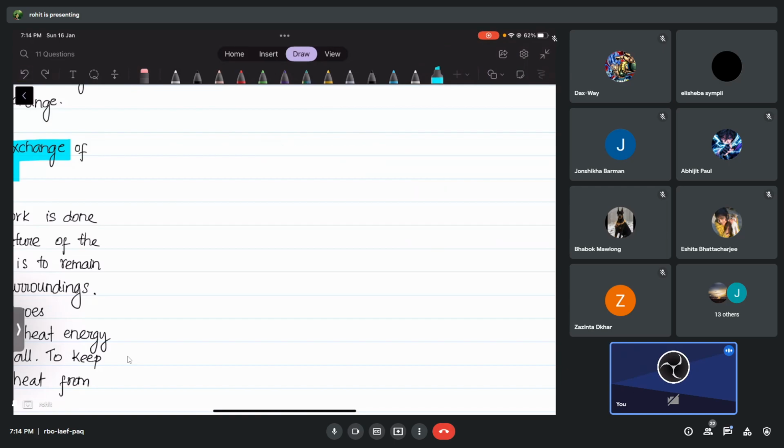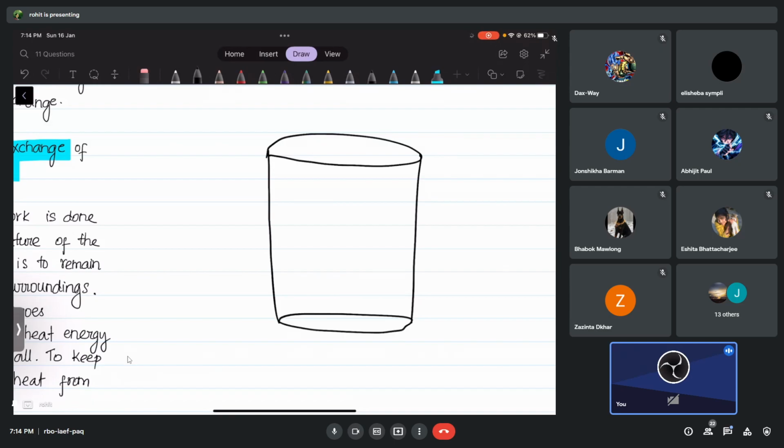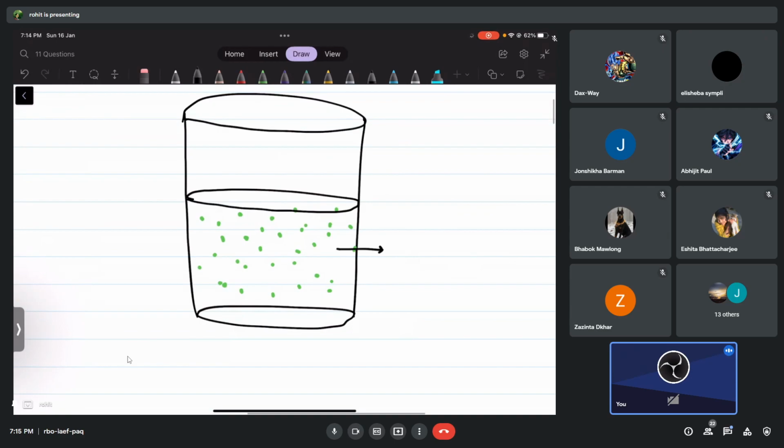Okay, this is a container. Let me draw it properly. If you understand this, adiabatic will be easy again. So this is the gas that I'm trying to draw, and this is the piston right now. Right now the volume of the gas is V1, the pressure of the gas is P1, and let's say the temperature of this gas is T.